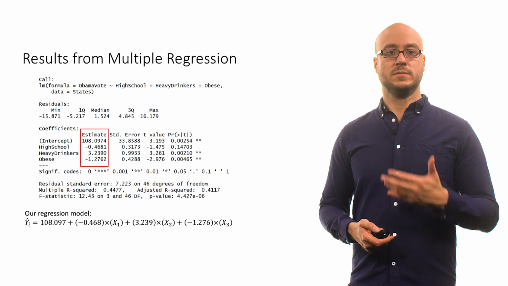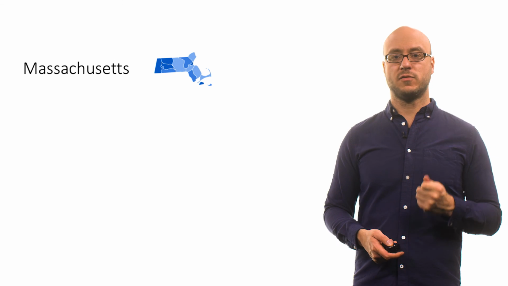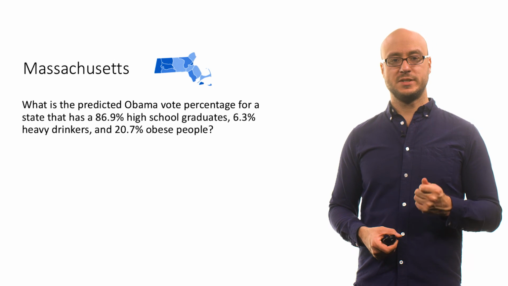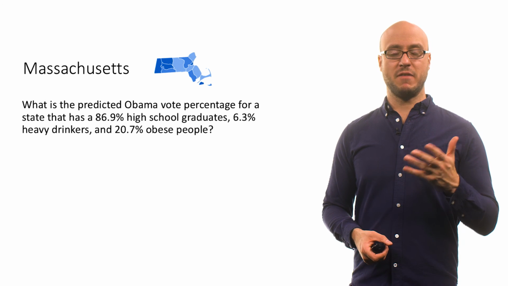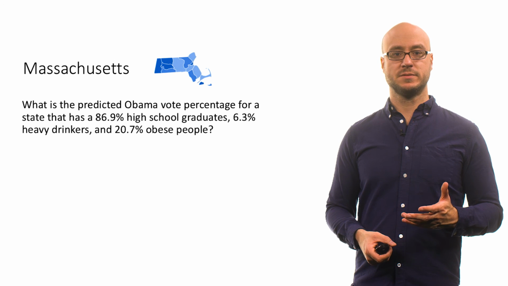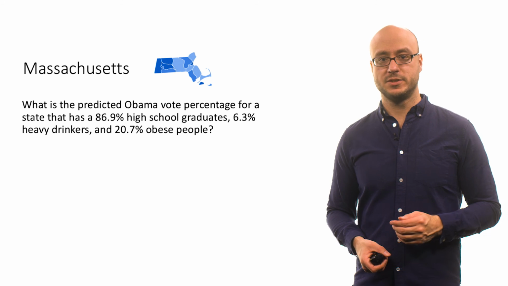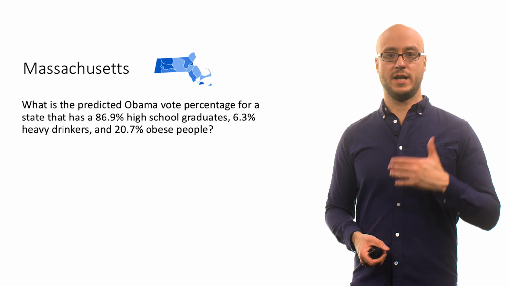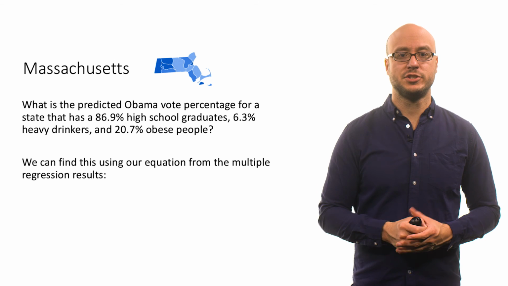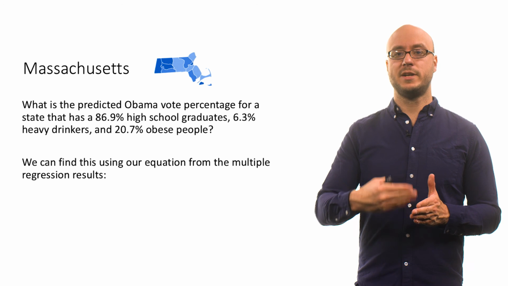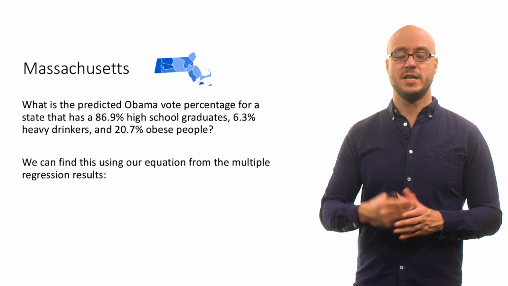And so we have this model. We might consider using this model for prediction. Let's consider this model for prediction for Massachusetts. What is the predicted Obama vote percentage for a state that has roughly 86.9% high school graduates? So roughly 87% of the people in Massachusetts in 2008 graduated from high school. About 6% are heavy drinkers, according to epidemiological surveys. About 21% are obese. So using this information about Massachusetts, we're going to try to predict whether Obama will win Massachusetts in November 2008.